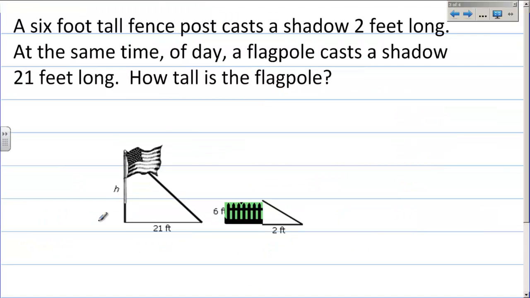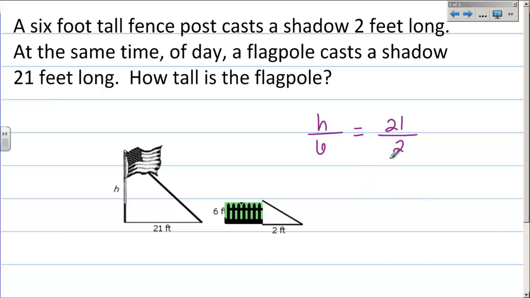The next one, a 6-foot tall fence post casts a shadow that is 2 feet long. Here it is. You got a fence post with its shadow. At the same time of day, a flagpole casts a shadow that's 21 feet long. We want to find out the height of the flagpole. Okay? We're not going to do tic-tac-toe board for this because when you have similar triangles, which is what we have, we're just going to compare sides. So, the height of the flag is in the same position as the height of the fence, which is 6 feet. And the length of the shadow for the flag is 21 feet, and the length of the fence is 2.